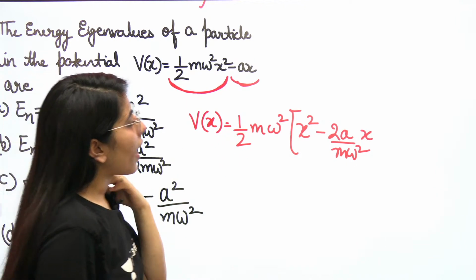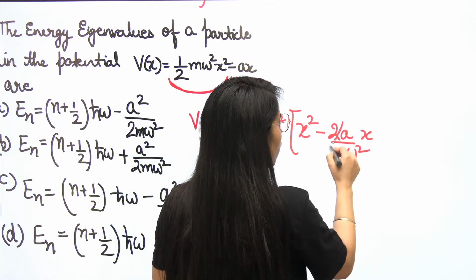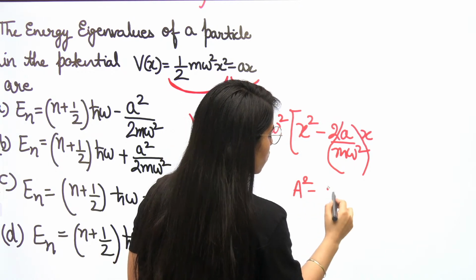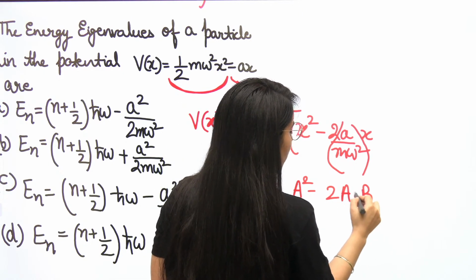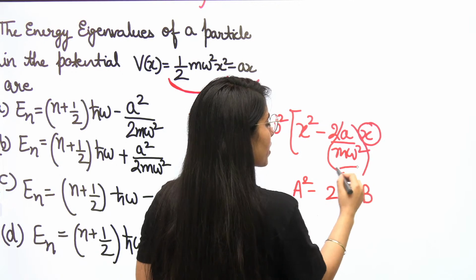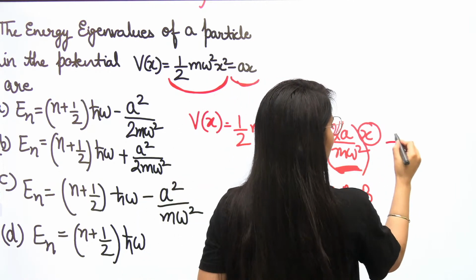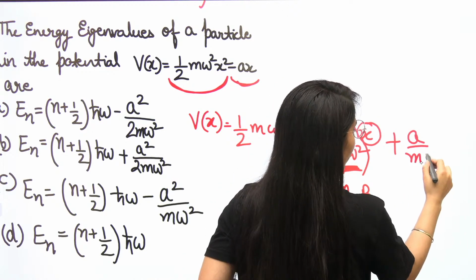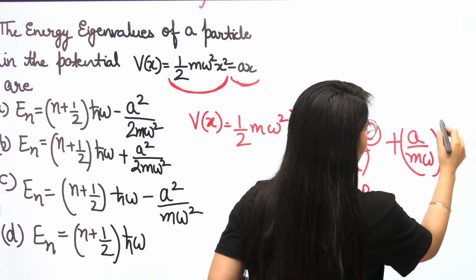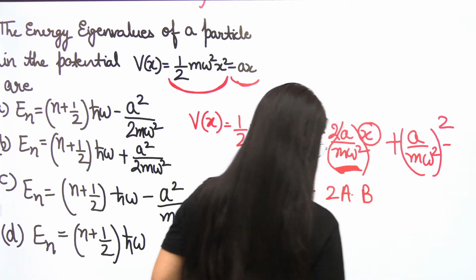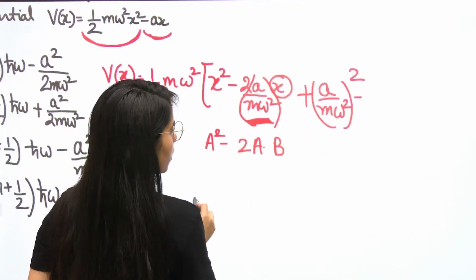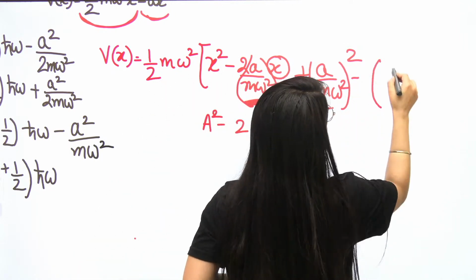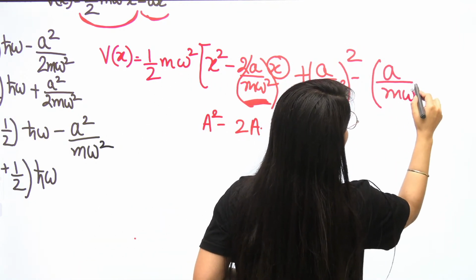Now I can say it is the a square minus 2ab form, so a is basically this x and b is the remaining term. So what I will do is add and subtract the a upon m omega square whole square term here. I'm going to add it as well as subtract it, and it will be a upon m omega square whole square.